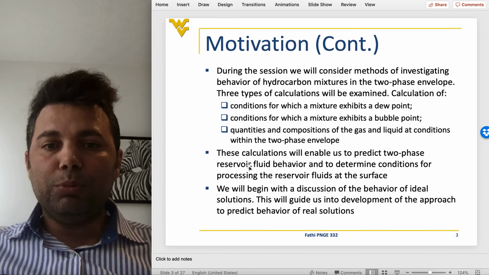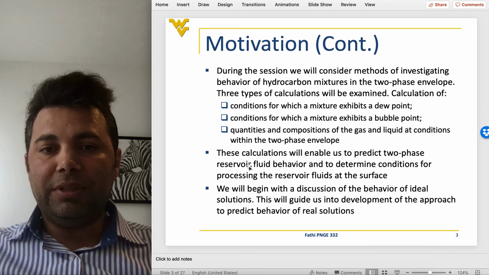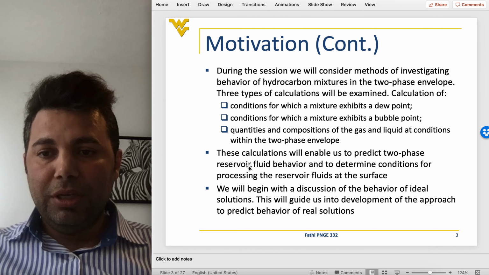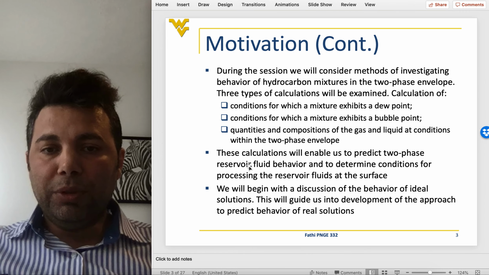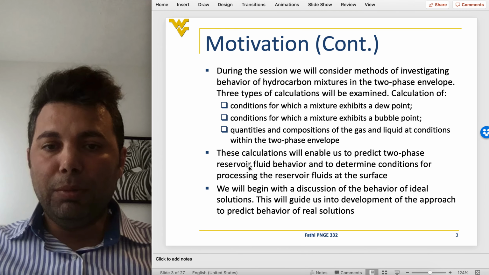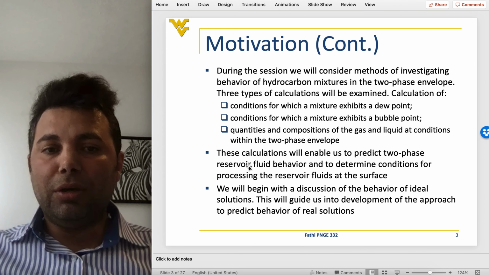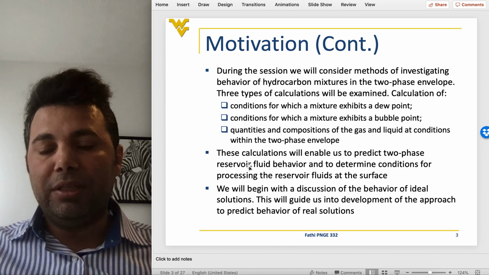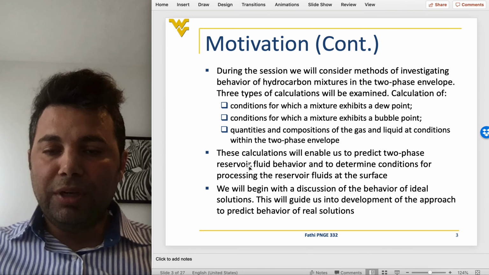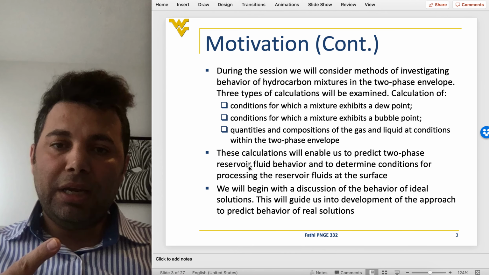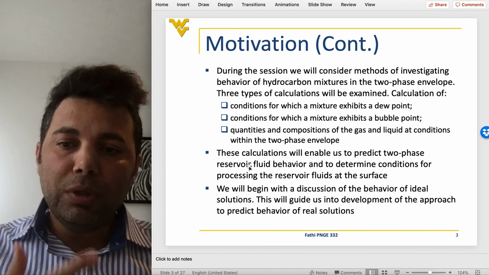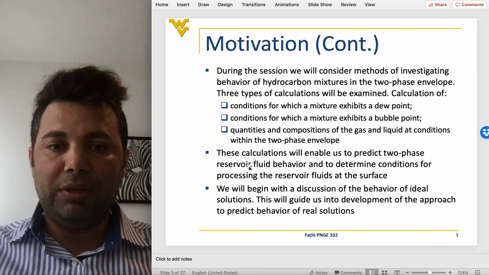So in this phase envelope, there are 3 types of calculations that we are very interested in. The first is the conditions for which a mixture exhibits a dew point. The next one is the bubble point, conditions for which a mixture exhibits a bubble point. And finally, quantities and compositions of the gas and liquid within the 2-phase region. So I'm interested in finding the bubble point pressure, the dew point pressure, and the quantities and composition of the gas and liquid anywhere inside the 2-phase region. We are going to address these 3 questions, and one of them will be your open book question for the final exam.